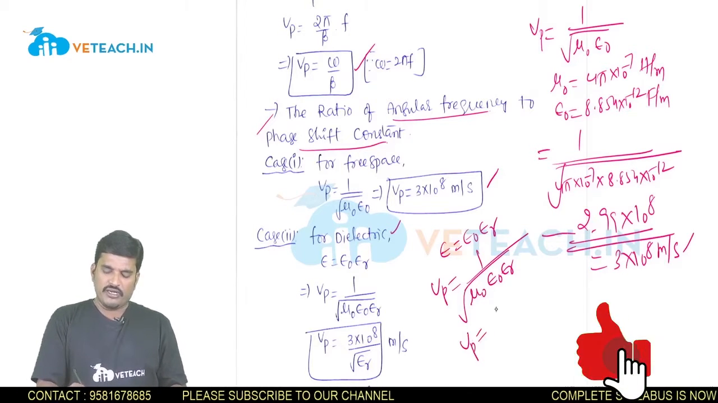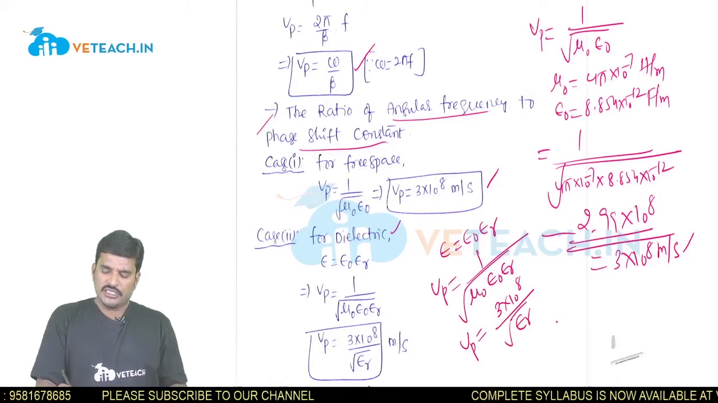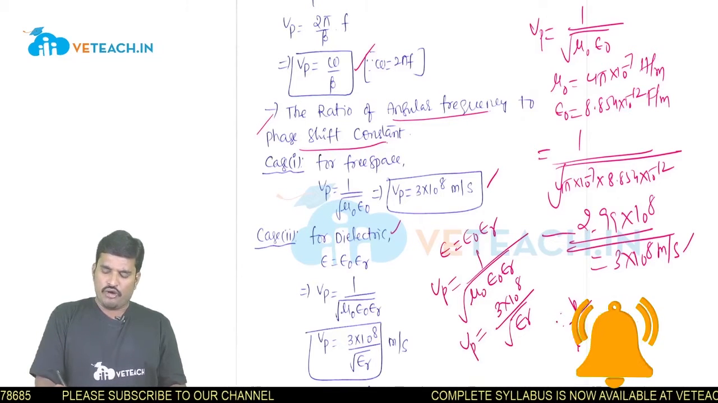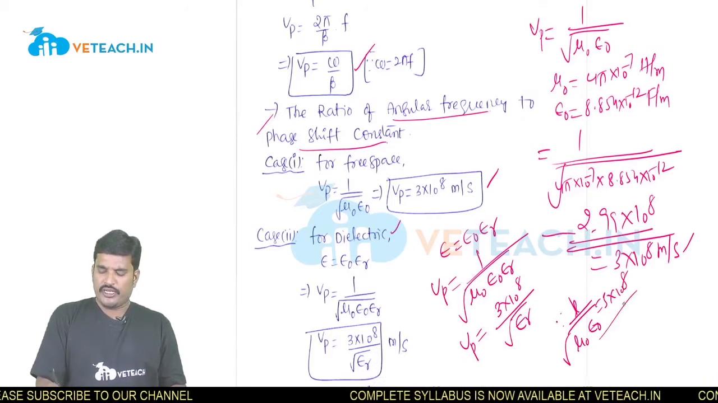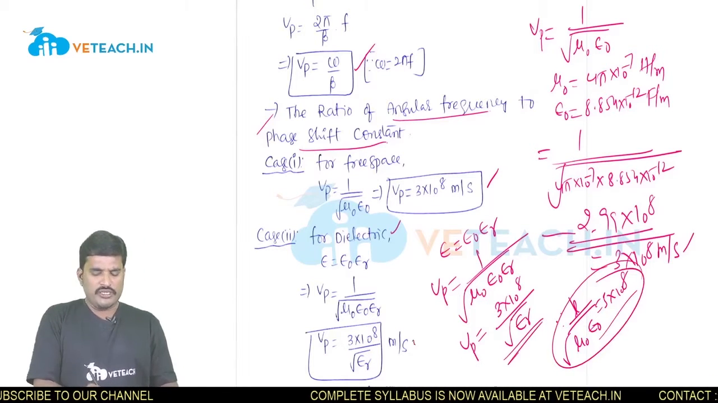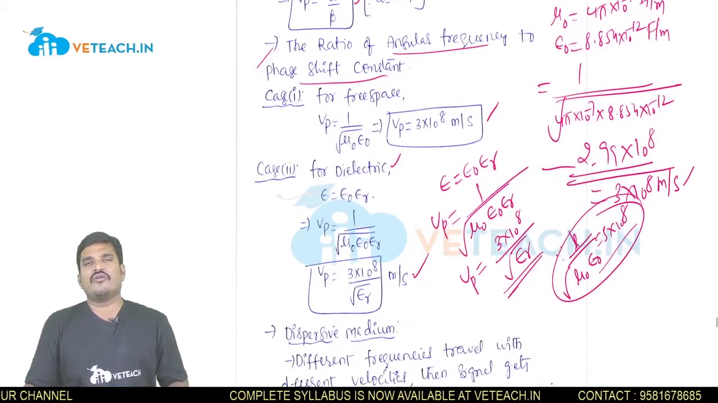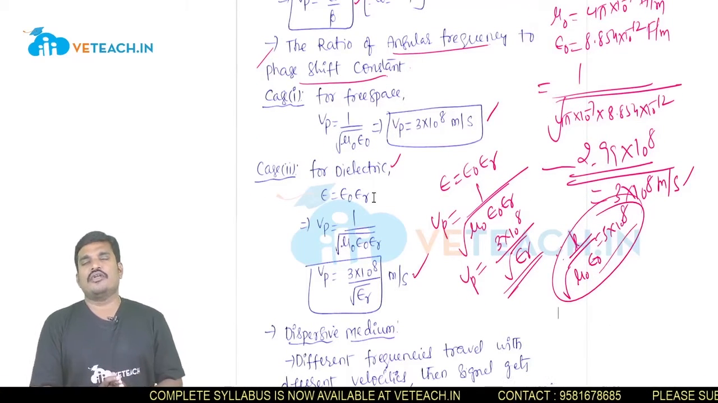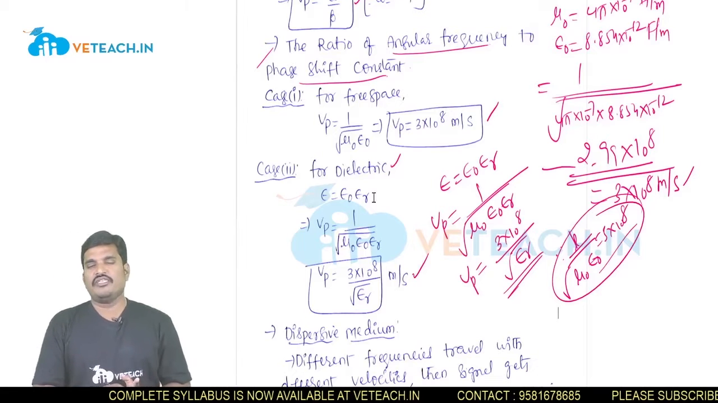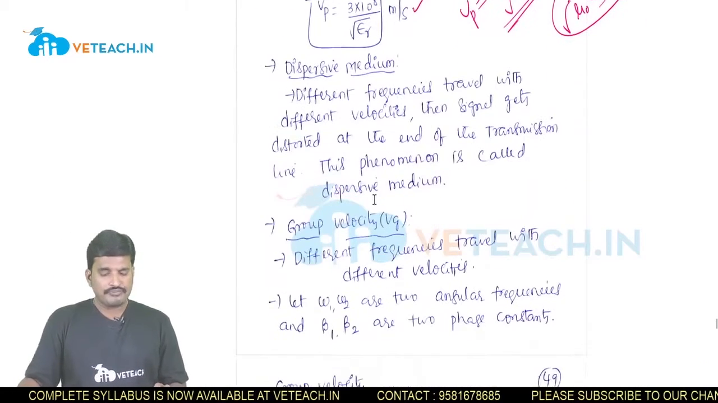So Vp is equal to 3 into 10 power 8 by root epsilon r, since 1 by root of mu naught epsilon naught is nothing but 3 into 10 power 8. Okay, so that is the answer there. For dielectrics, we definitely require the dielectric constant of the particular medium. This is all about the phase velocity. For phase velocity, we consider that a single frequency propagates.